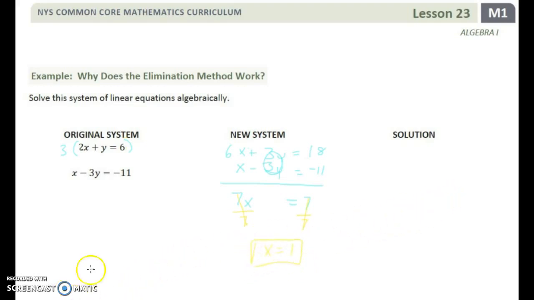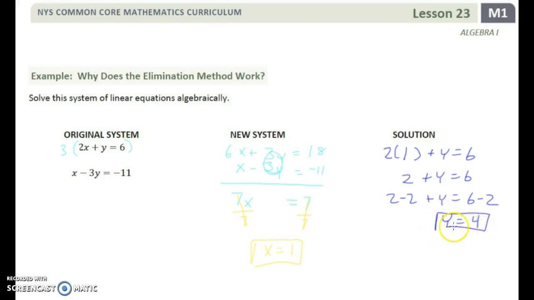So now the next thing we have to do is substitute back in what would happen if we put 1 into the first system. So I've written 2 times x, which we're going to let be 1, plus y equals 6. That means 2 plus y is 6. When I subtract 2 from both sides, 2 minus 2 plus y equals 6 minus 2, we get y equals 4.